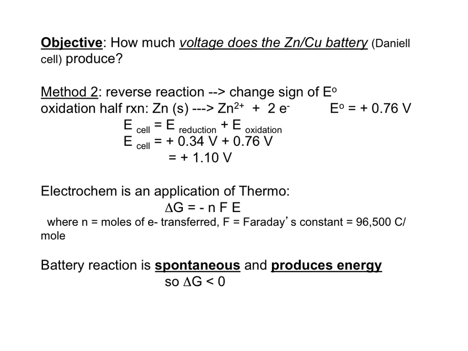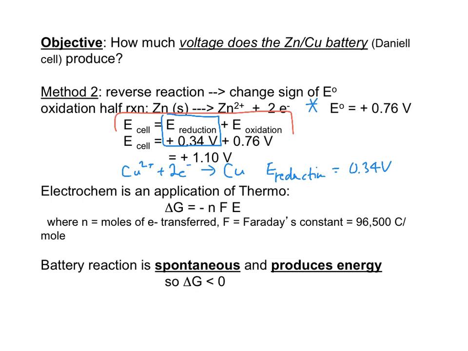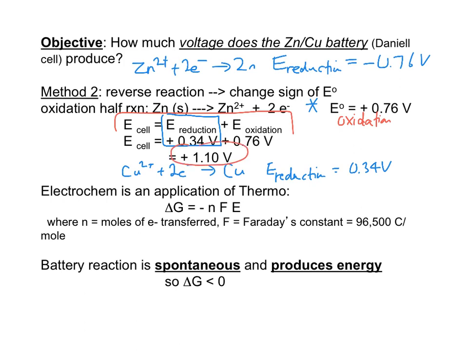Another way to calculate the voltage produced by the zinc copper battery is to use this formula. We know that Cu2+ is being reduced and zinc is oxidized to Zn2+. The reduction potential of Zn2+ going to Zn is minus 0.76 volts. The oxidation of zinc to Zn2+ is plus 0.76 volts. So add the reduction potential to the oxidation potential and we get 1.10 volts. Now, E cell for a battery should be positive because the battery reaction is spontaneous and delta G is going to be less than 0.